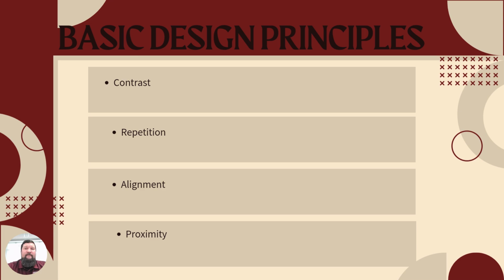There are 4 main design principles that every layout should follow: contrast, repetition, alignment, and proximity. Together, these make a document look organized, balanced, and intentional. I will walk through each of these components and explain how I effectively used them in the newsletter that I created.